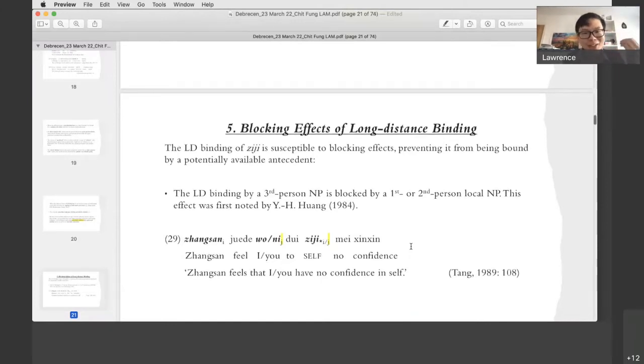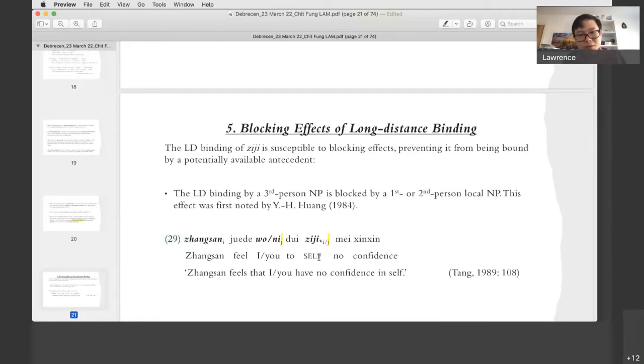Let's take a look at some examples. There's a range of blocking effects that have been identified in the literature. The first one is that long distance binding by a third person noun phrase is blocked by a first or second person local noun phrase. How does it work? For example, in example 29, Zhang San feels I or you have no confidence in self.